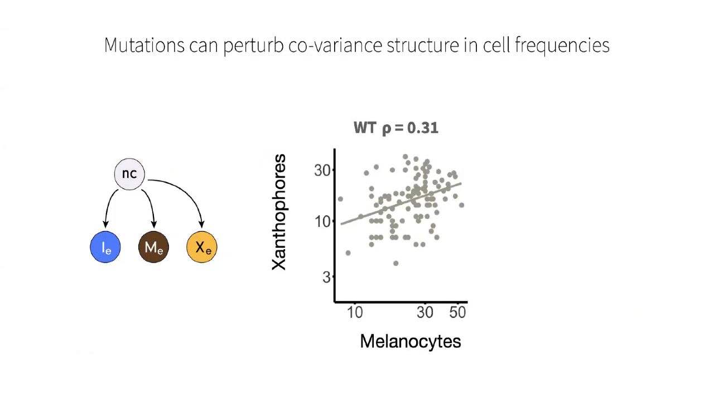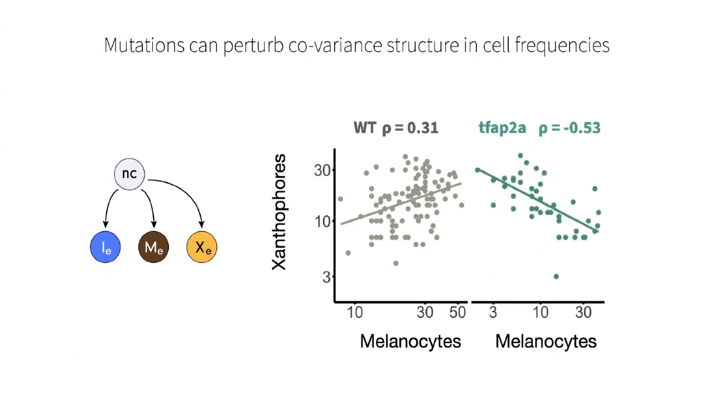All right, you can look at covariances too. Here I'm showing you that melanocytes are positively correlated with xanthophores in wild type embryos, which is not surprising because they are siblings in the lineage. But if you look at TFAP2A mutants, that correlation is inverted. And that suggests to me, and this is speculation, but it's cool, that we've somehow changed the canalization of this particular fate decision across embryos.